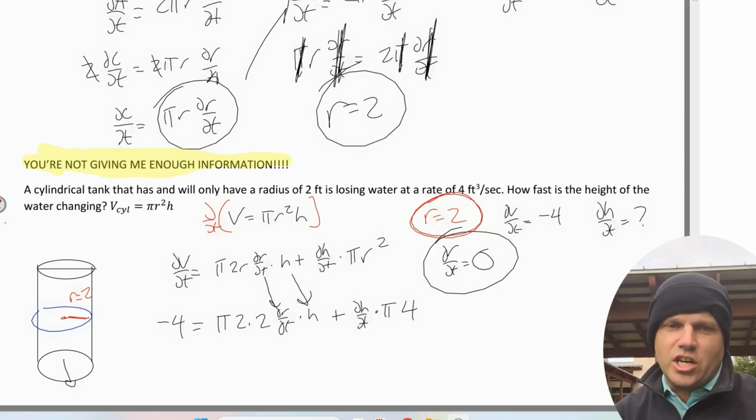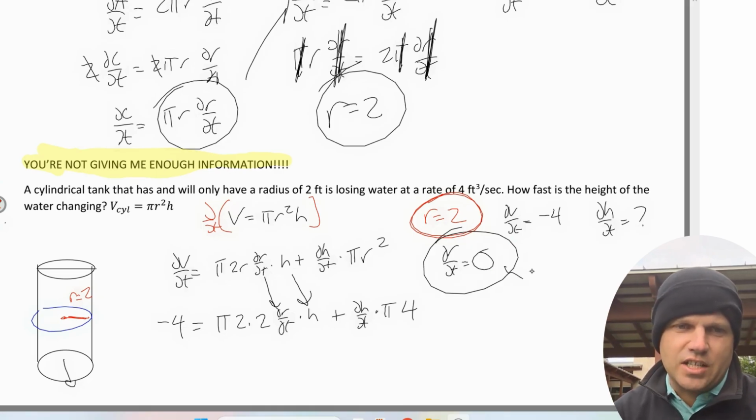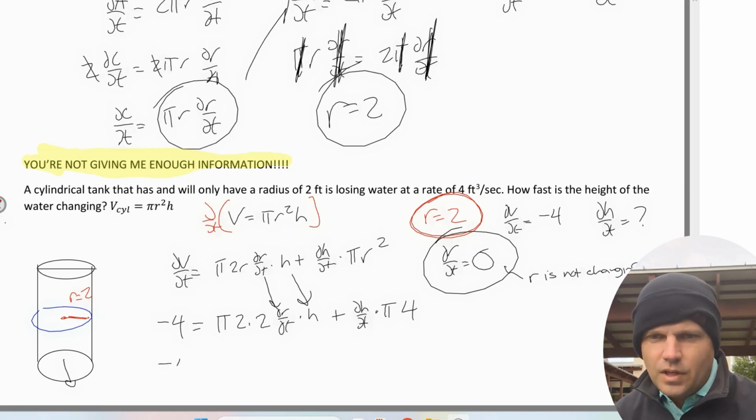The radius is not changing. The radius is fixed. The radius is constant. dr/dt is 0 because the radius is not changing. I don't need h. This whole term is 0.